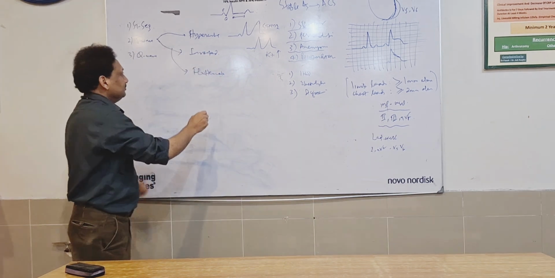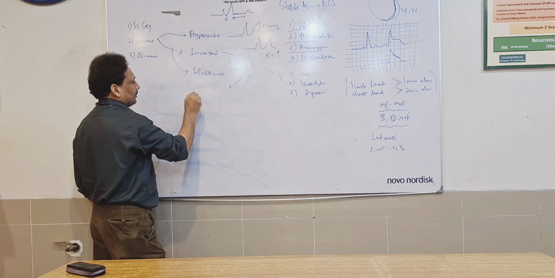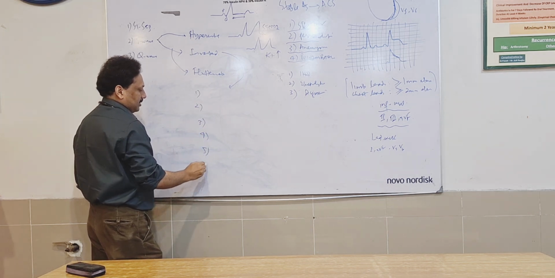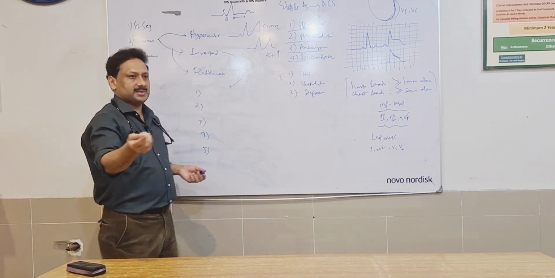So that's about the hyperacute T waves. Then inverted T waves differential. 1, 2, 3, 4, 5. At least 5 important differentials in your mind. First one is ischemic heart disease.